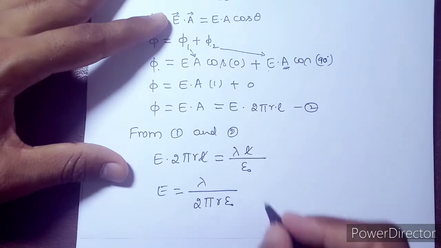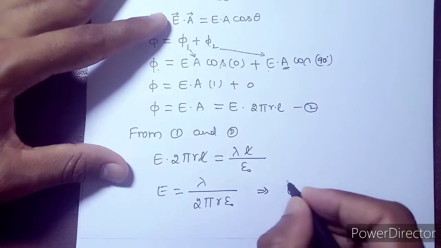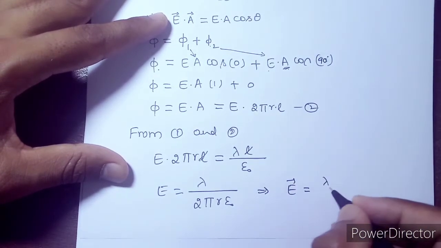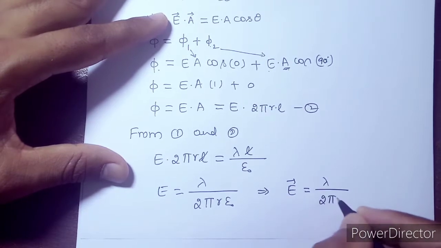naught, or in vector form we can write like this: E is equal to lambda divided by 2 pi r epsilon naught into n cap, where n cap is the unit vector.